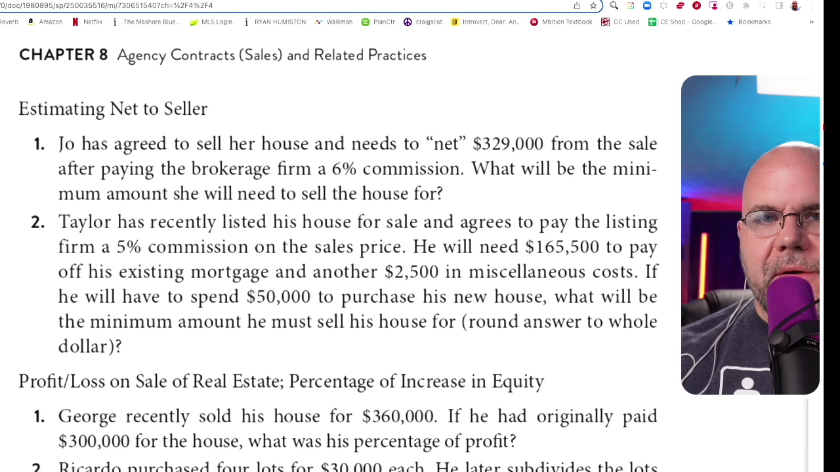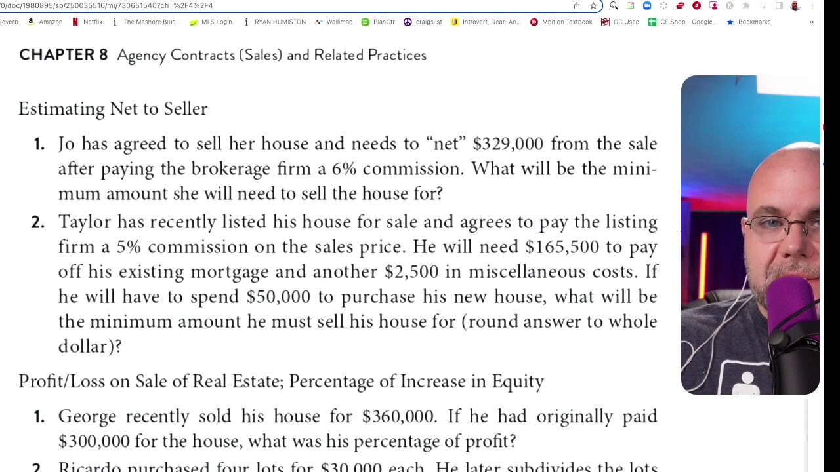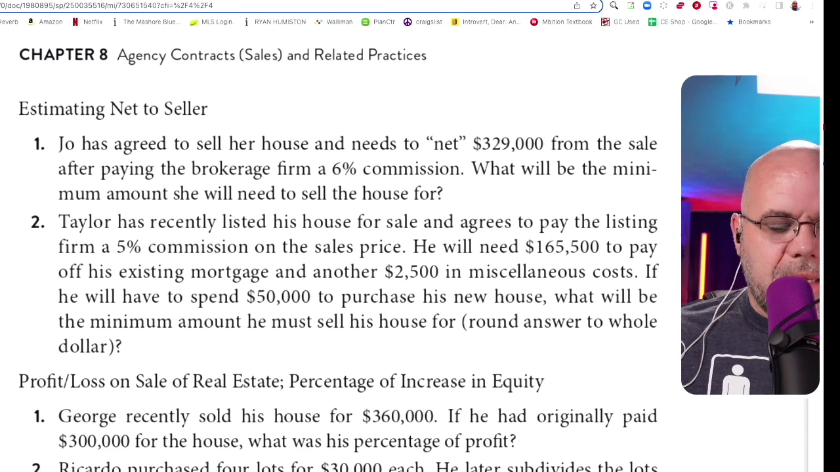Also is going to need to pay various miscellaneous costs, $2,500, probably closing costs, maybe for some repairs, doesn't matter. They need $2,500 as well as the $165,500. And in order to buy the next house, they're going to need to put down $50,000. That means selling this house that you're being hired to list for them, they're going to need to walk away after paying all their other expenses. They need to have $50,000 left over on the sale of the house you are being hired to list and sell for them. So what three amounts do we need to add up?